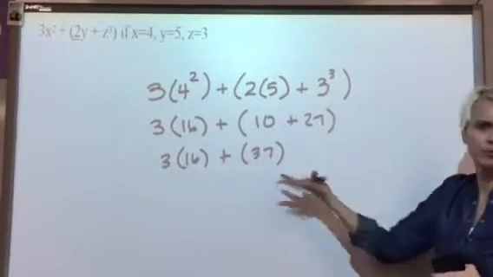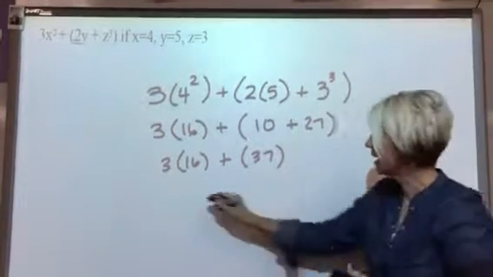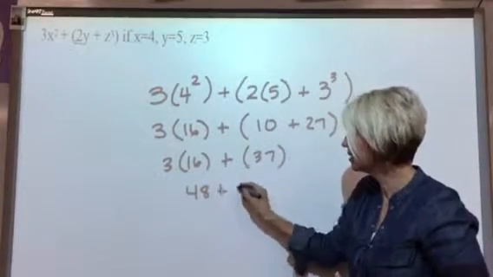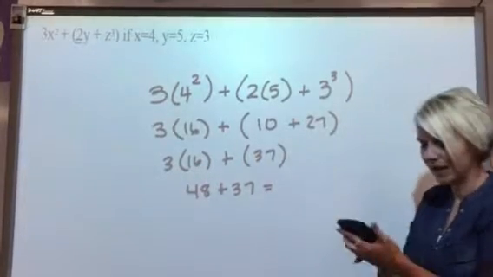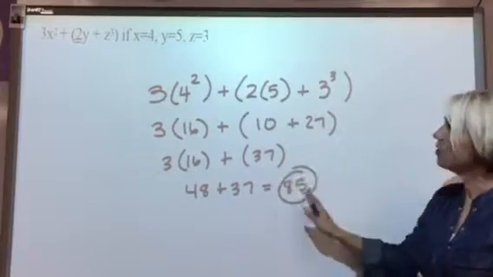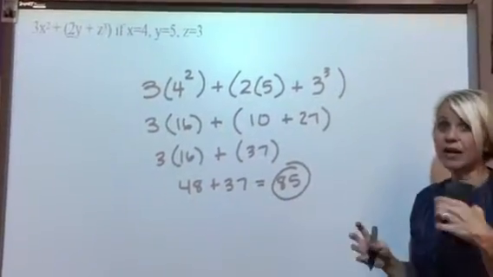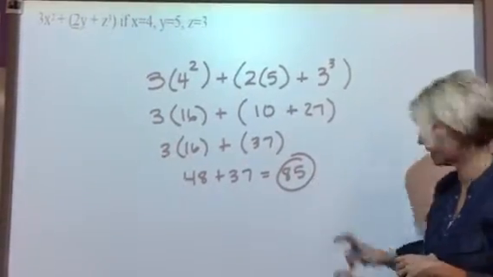And I could get rid of those parentheses if I wanted to. I wouldn't need those. So then when I take 3 times 16, I have 48 plus 37. When you add those two together, you get 85. So my result after plugging these values in is 85. I gave you an example for you to try of evaluating an expression in your notes.